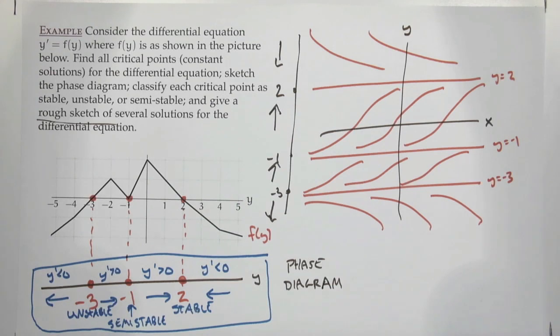And we're done. So once you have that phase diagram, copy it, mark your constant solutions, and then just say, am I going up or am I going down? And then you'll know how to draw it.